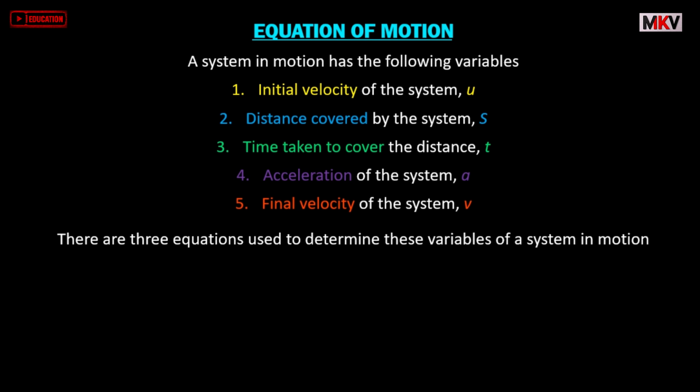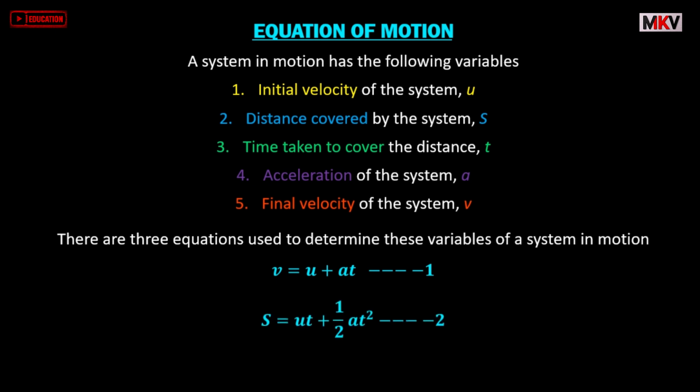There are 3 main equations that are used to identify these variables of a system in motion. The first equation is V equals U plus AT. In this equation, it has the final velocity, initial velocity, acceleration, and time. So you can find these 4 variables using this equation. Let's say you want to find acceleration: given the initial velocity, final velocity, and time, you can use this equation to find that variable.